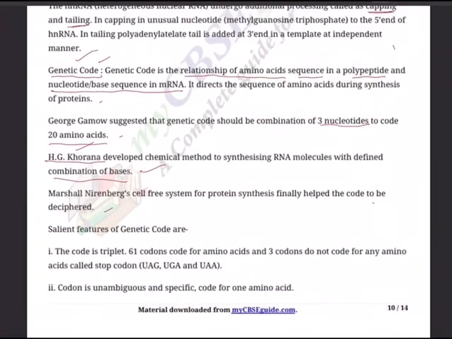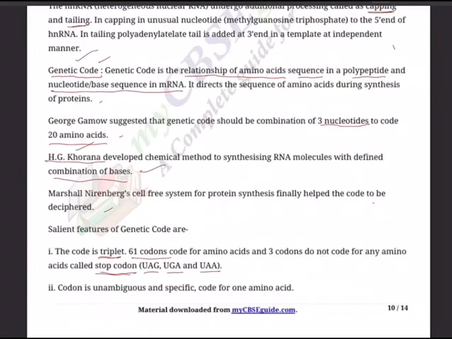So what are the salient features of genetic code? As I said just now, the code is triplet. 3 nitrogen bases will be there. 61 codons code for amino acids and 3 codons do not code for any amino acids. Those 3 are UAG, UAA and UGA. These are called stop codons. The process of protein synthesis will be stopped. Since they are not coding, we can also call them nonsense codons. So 61 sense codons plus 3 nonsense codons will be there.